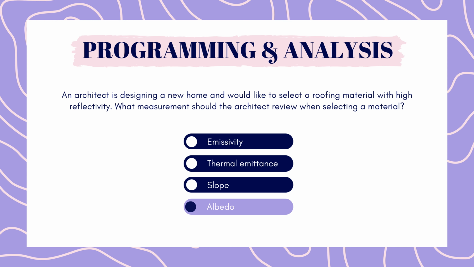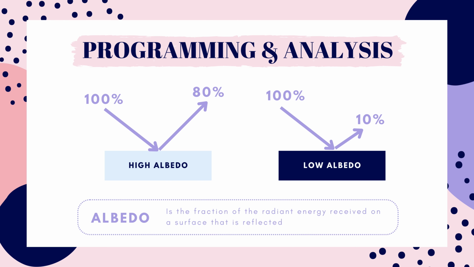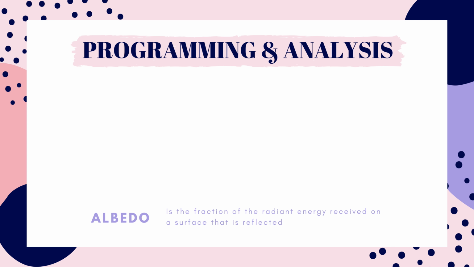The correct answer is albedo. Albedo is the fraction of radiant energy that is reflected from the surface. So typically, lighter colors have high albedo and darker colors have low albedo. The value of albedo ranges from 0 to 1.